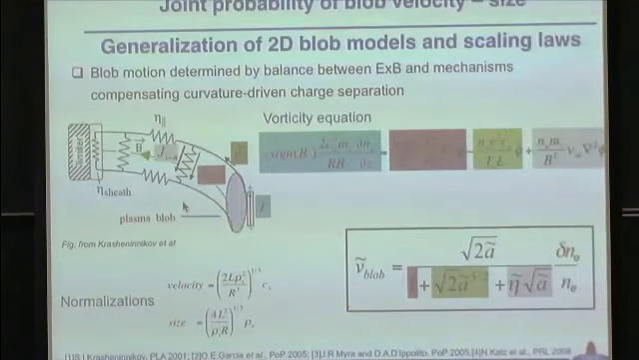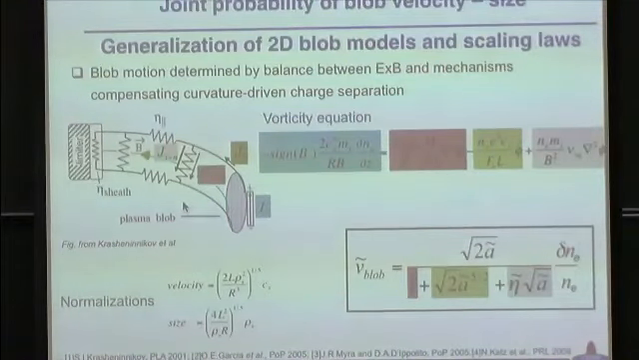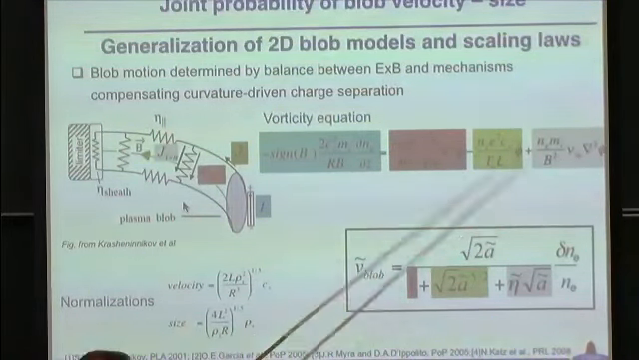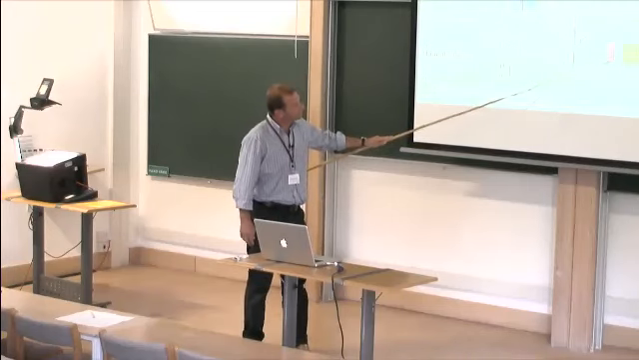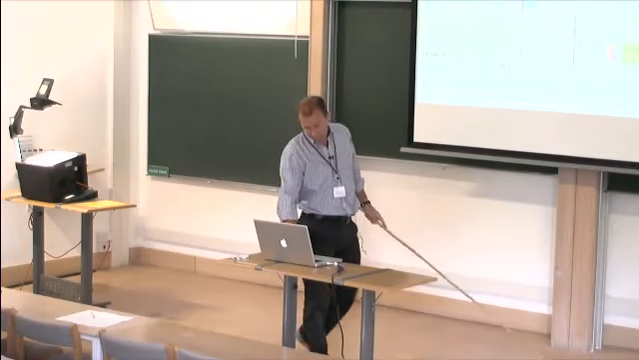Excuse me? What is the term on the left? Where is it? This is the drive. That's your charge separation due to curvature. This is the polarization. This is a sheath, and this is the collisional term. So these are the same color. So if you do the normalization, this term becomes 1.